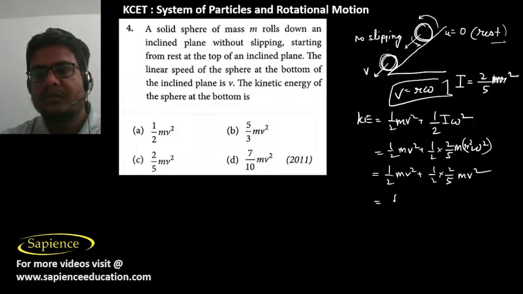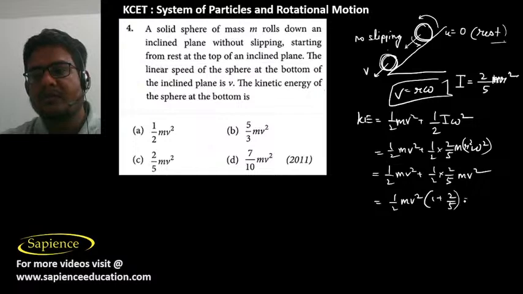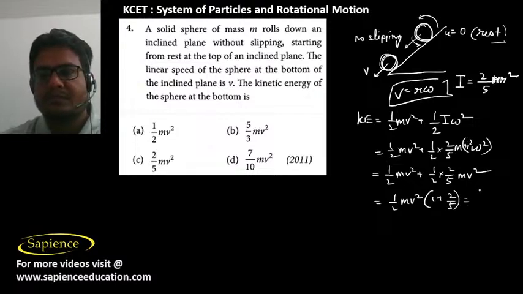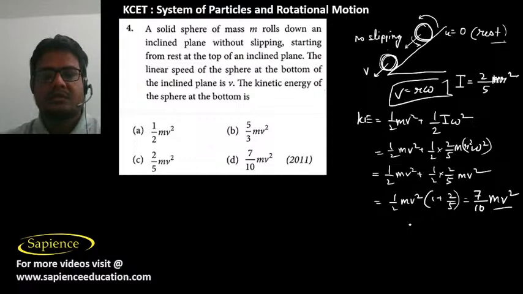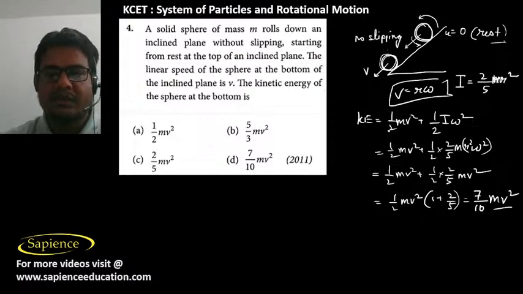So we can say it is half mv square, I can take as common, and then I can say 1 plus 2 by 5, which is 7 by 5. Okay, so 7 by 5 into 1 by 2, that is 7 by 10 mv square. So 7 by 10 mv square is the required kinetic energy of the sphere when it reaches the bottom of the inclined plane. So option D is the correct answer.